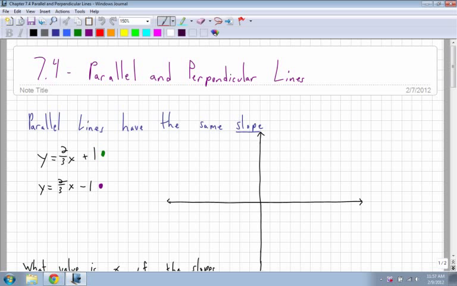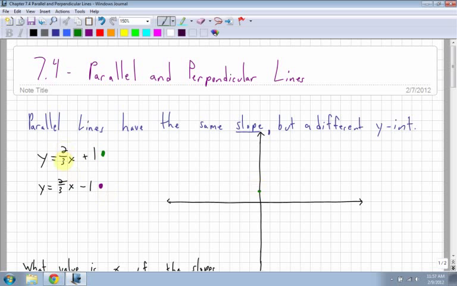So parallel lines have what are called the same slope, but there's something else. They have a different y-intercept. Okay, so for instance, the first line that I have here that I'm going to draw in green has a y-intercept of 1. So I go up 1.